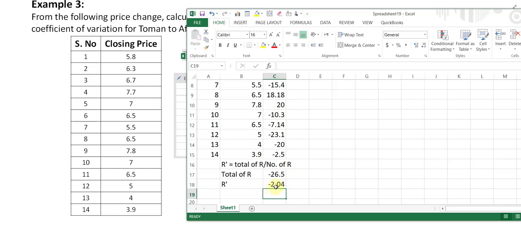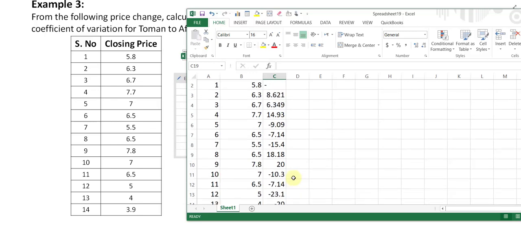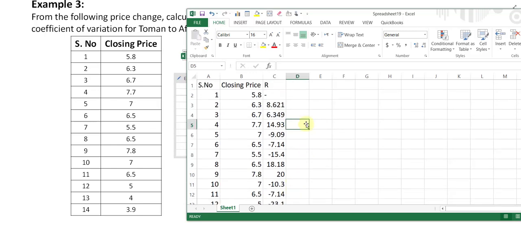Expected return is basically equal to 0 minus 2.25. So this is basically minus, right? Now we have calculated this one. Let us go to calculate the rest of the items. So take the next column as R minus R bar, right? R minus R bar. For the first one, again, it becomes indefinite.